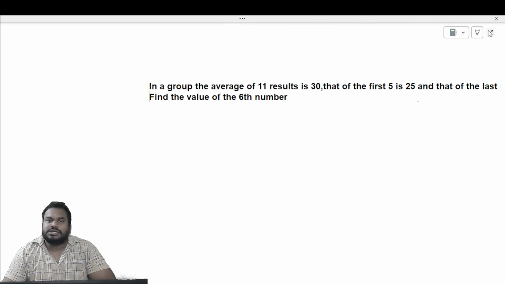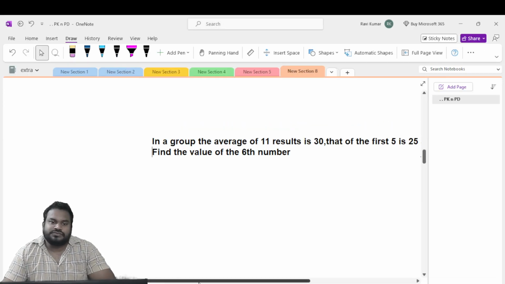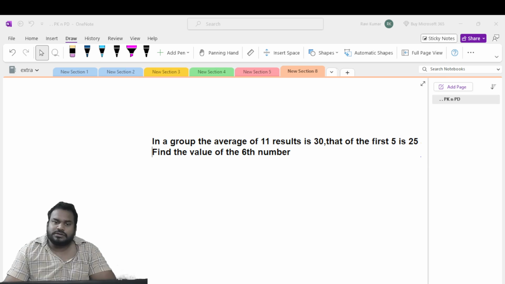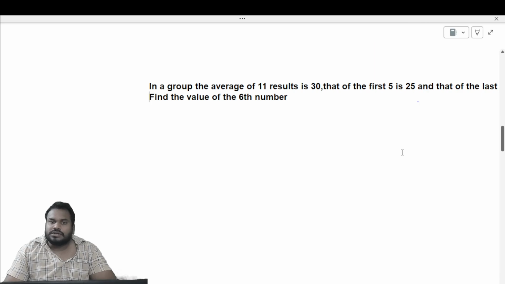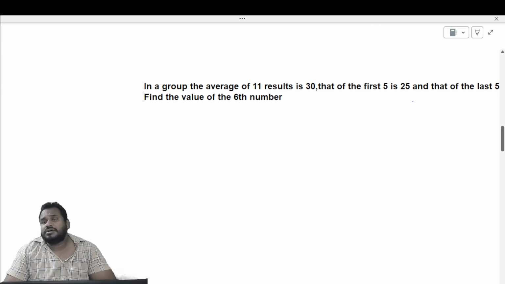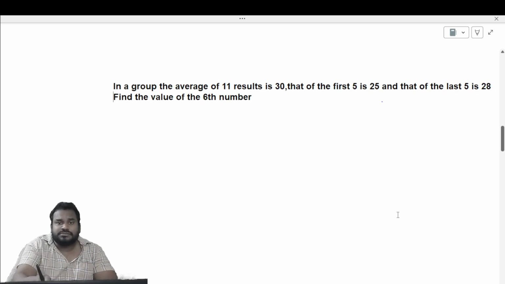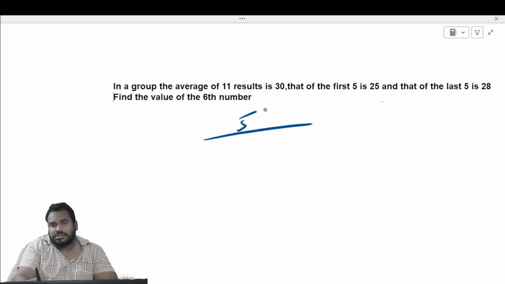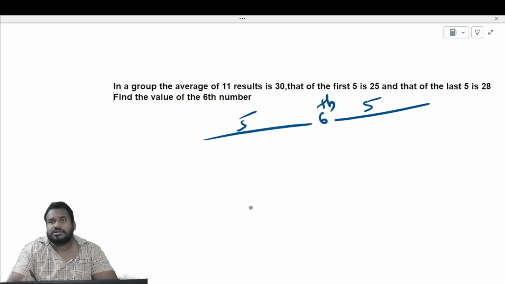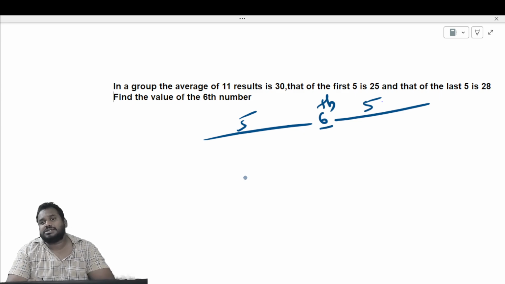Now one more question. In a group of 11 results, the average of the 11 results is 30. That of the first 5 is 25, and that of the last 5 is 28. Find the value of the 6th number. It's a very easy question. There are 11 numbers: first 5, last 5, and the 6th number here. So he is asking the value of the 6th number.